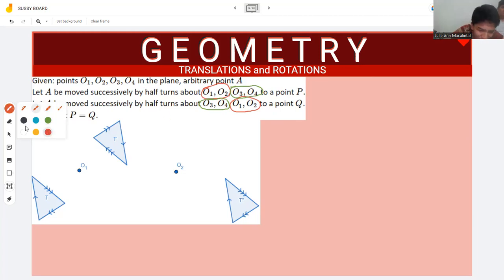What happens when a point is moved by O1 and then O2, and then it stops, and then moved by O3 and then O4? How can we prove that that is the same as moving it by O3 and O4, stopping, then moving by O1 and O2? That seems similar to the commutative property of addition: A plus B, do this and then do that. Is it equal to doing the other operation the reverse way, B plus A? So that's the question.